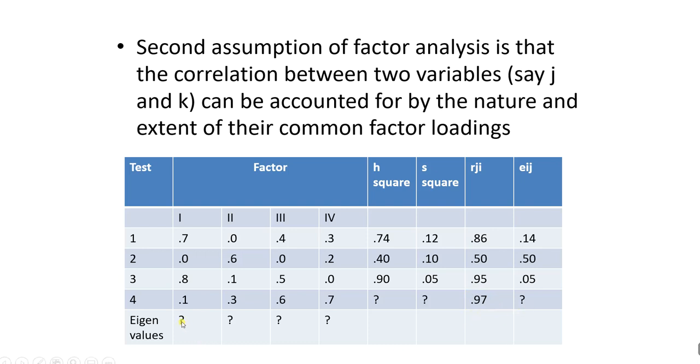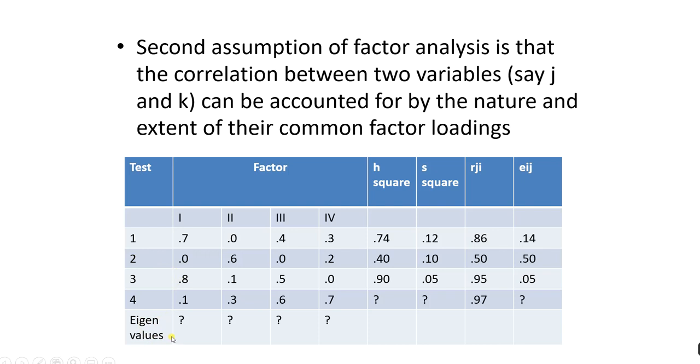Now there are some other unknowns listed here, and I have labeled this row as eigenvalues. Eigenvalues contain the information about the variance explained by a given factor. So the eigenvalue tells how much variance is explained by a given factor.